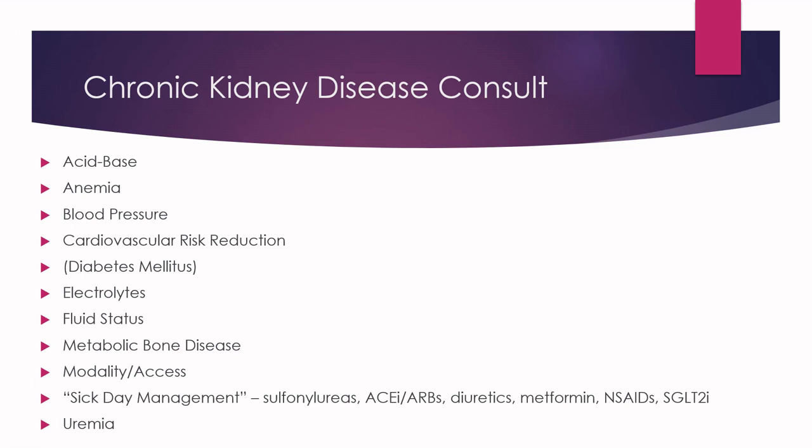As you can see, chronic kidney disease is a complex disease with a number of issues to consider. Here is an ABCD acronym that highlights some of the issues that need to be considered when seeing a patient with CKD. Acid-base status, anemia, blood pressure, cardiovascular risk reduction, diabetes, electrolytes, fluid status, metabolic bone disease, modality and access, sick day management, which addresses nephrotoxins and medications that can be high risk in AKI, and uremia.